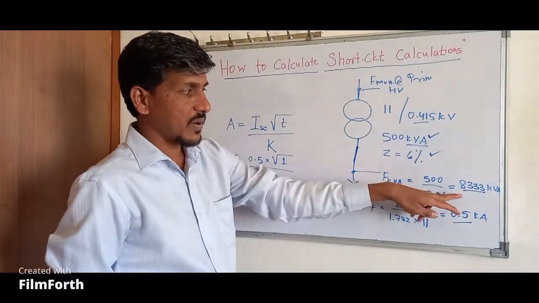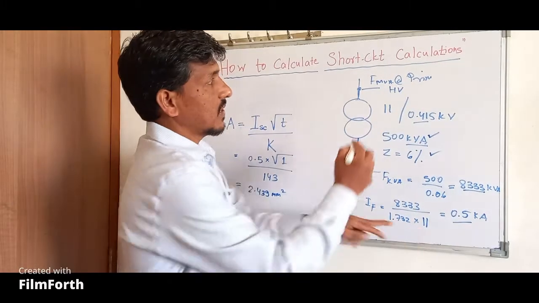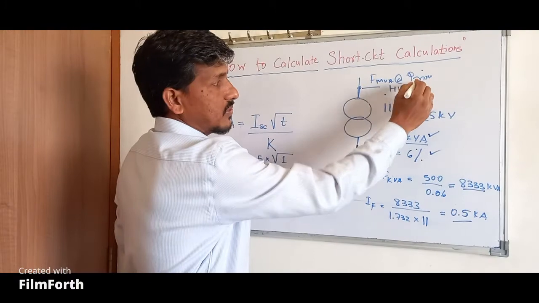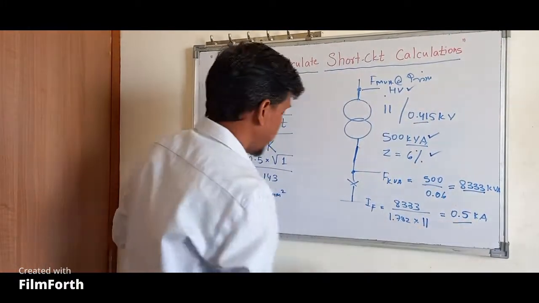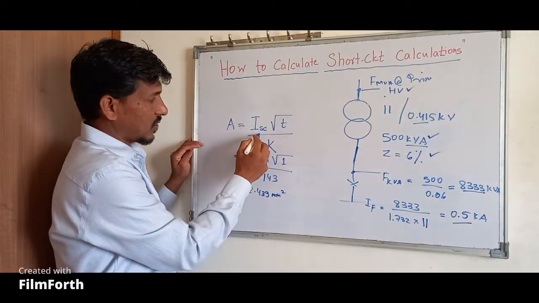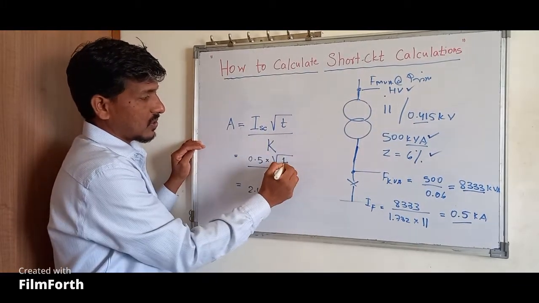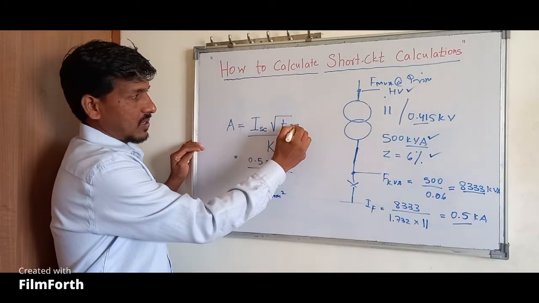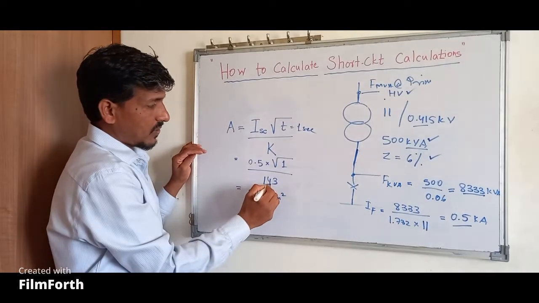Now we divide this fault kVA by root 3 into the system voltage, that is 11 kV, since we are calculating the fault current at the HV side. You will get an approximate value of 0.5 kA. This is your fault current. Now we consider this fault current in the formula: 0.5 kA into root T. T is your time of clearing the fault, which is equivalent to 1 second. So 0.5 kA into root T divided by 143.